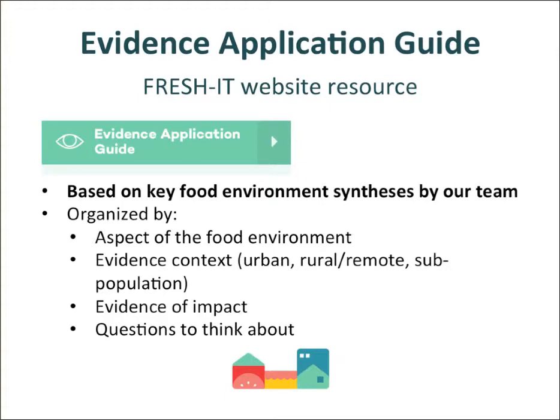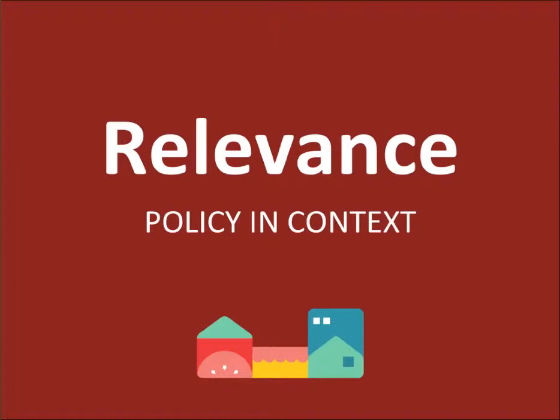So you can look up your aspect of the food environment and think about that a little bit more. We've also organized it by evidence context, so you can see what's happening in urban or rural and remote settings, or by subpopulation, and some key questions to think about, which are related to what I've been talking about so far here.